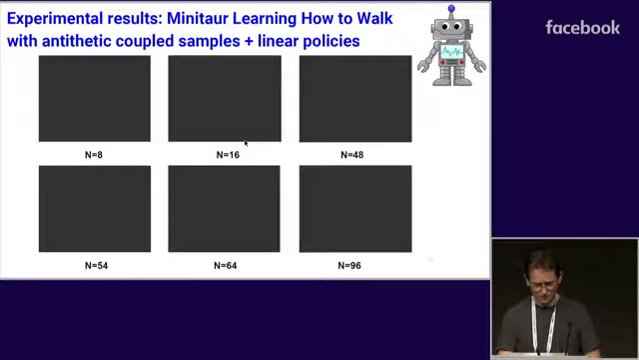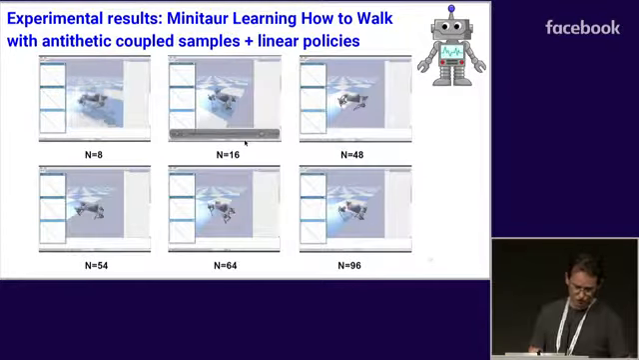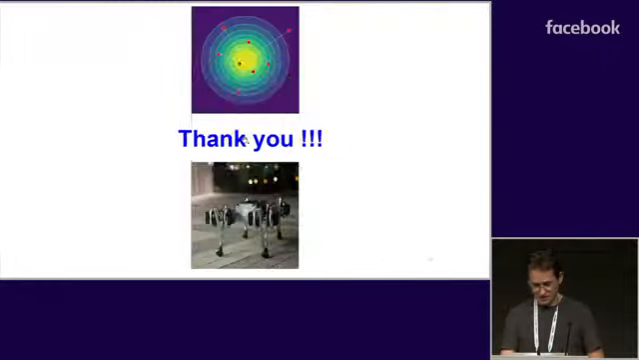Now, how it works in practice: these are some videos of the simulated miniature robot walking. All those policies are linear, with a 96-dimensional gradient vector learned with GCMC. Capital N stands for the number of samples that we use per iteration. We see that with GCMC, we can reduce the number of samples substantially and still get good quality behavior. And that's pretty much it.